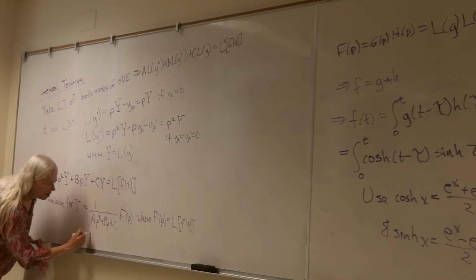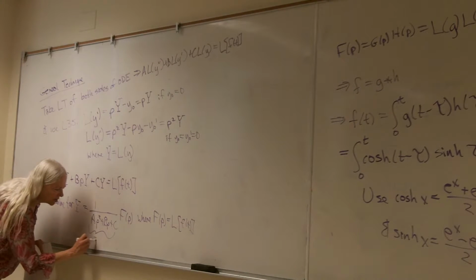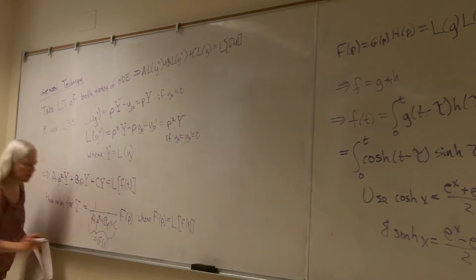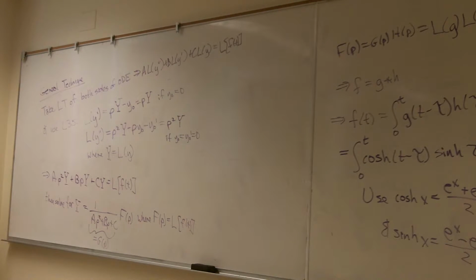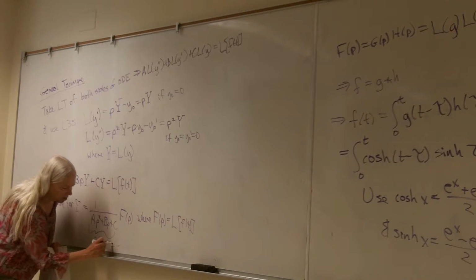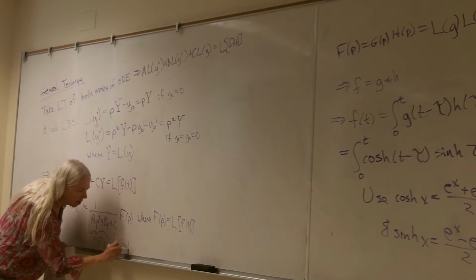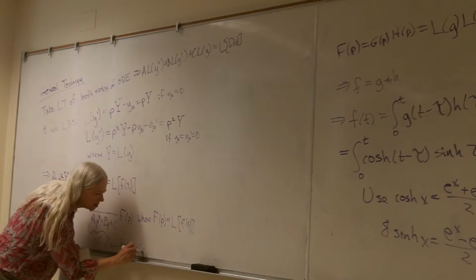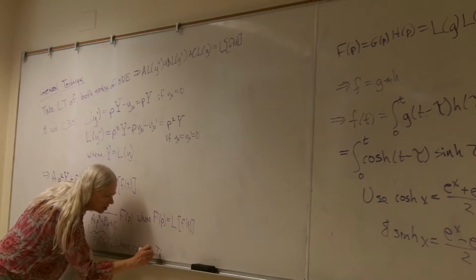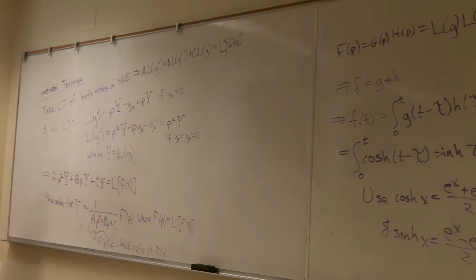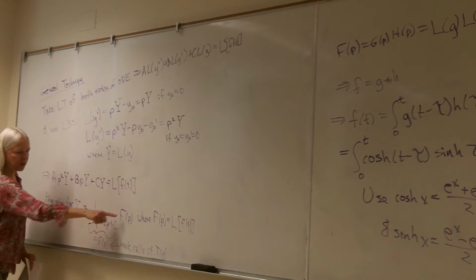So let's define this to be G of p right here, this 1 over A p squared plus b p plus c. Although your textbook actually gives it a different name. Your book calls this capital T of p. We've just used T for so many other things that I'd rather not use that letter. I think it's possibly confusing. But the book calls this a transfer function, and I guess that's what that T stands for. But the point is, at this point, we have capital Y equals G of p times F of p.